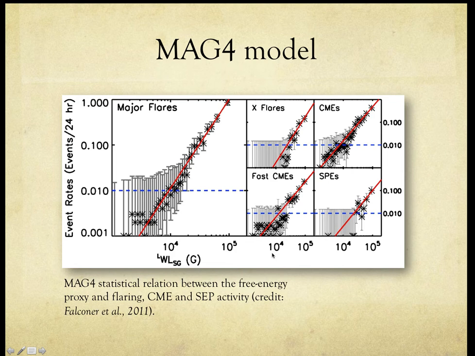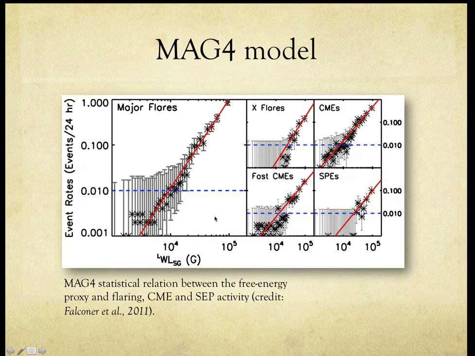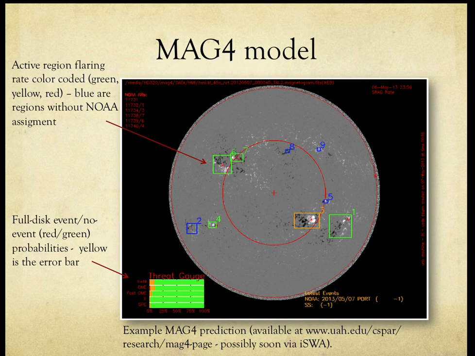So, how the predictive phase of the model works: the model calculates the proxy for the magnetic free energy for the active region, and then checks the corresponding number on the horizontal line here. Then we go to the top, and that gives, on the vertical axis, the likelihood of having, for example, flaring activity from that active region. So these statistics allow the coupling of this magnetic free energy proxy to the estimated event rates for flares, CMEs, and solar particle events. Putting all that together into one single display provides the real-time view of the model.